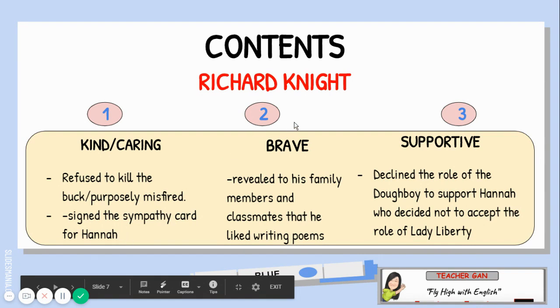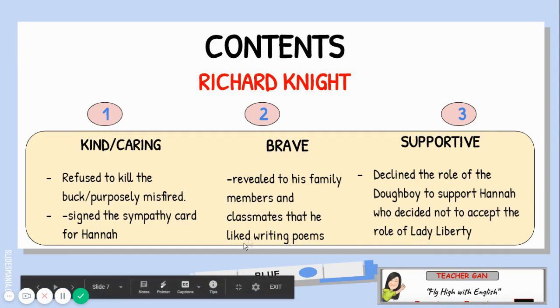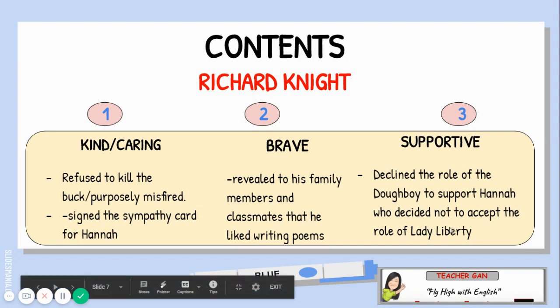Okay, the second positive personality or characteristic is being brave. Because Richard revealed to his family members and also his classmates that he liked writing poems. And the last positive trait or characteristic is being supportive. You can mention the event where he declined the role of the doughboy to support Hannah, who decided not to accept the role of Lady Liberty.